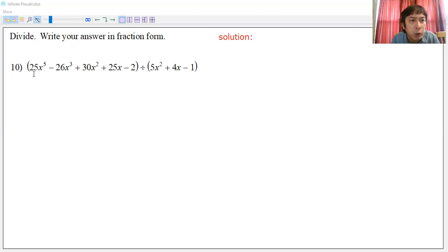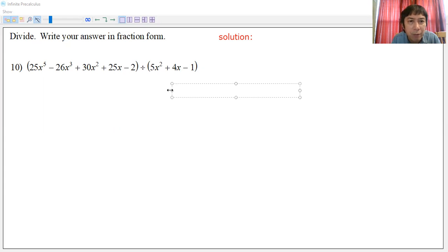All right. What do we have here? 25x to the fifth. And then there is no x to the fourth. So you're going to add something there. Okay. And then x cubed, x squared, x to the first, x to the 0. Okay. So let's look at our divisor. Squared, then first degree and 0. That looks okay.